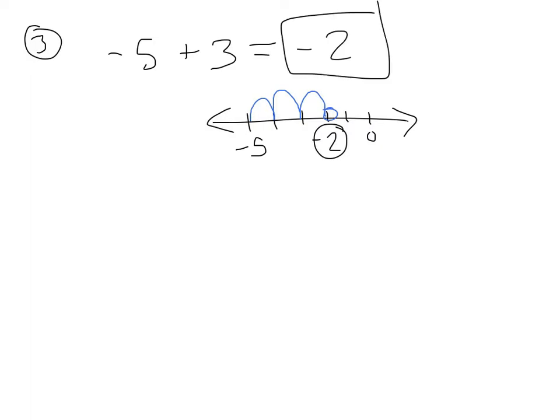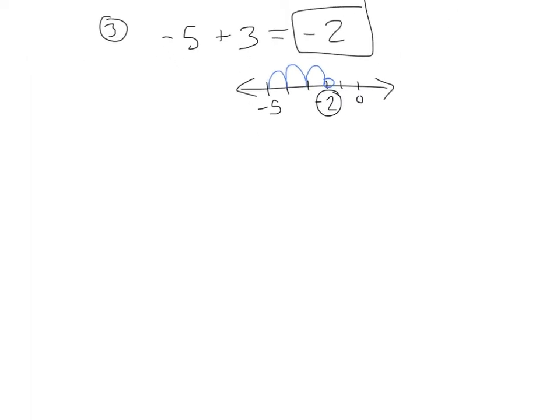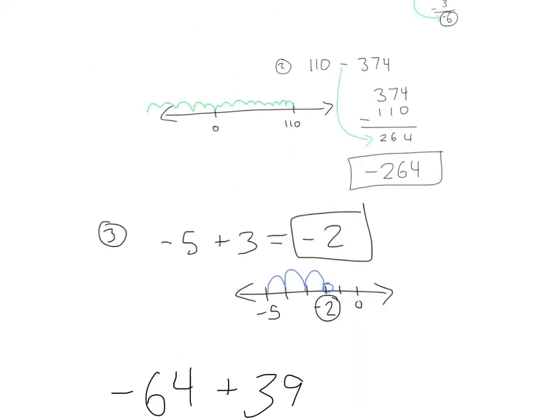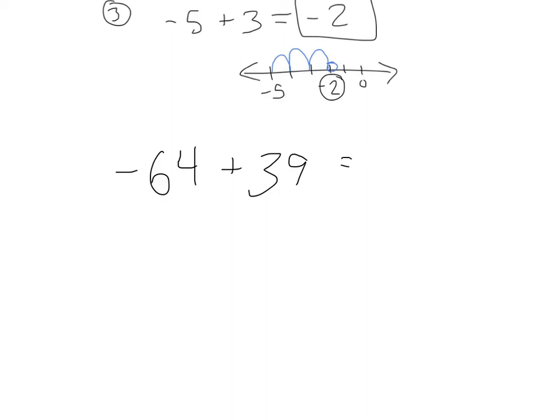All right? But what if we're talking about things like -64 plus 39? How about that? How can we do that? How can we make this easier on ourselves? Well, we can do something similar to what we did up here, okay? I know that the answer to -64 plus 39 is going to be -25. So I just did that calculation quickly, but let me show you how this works.